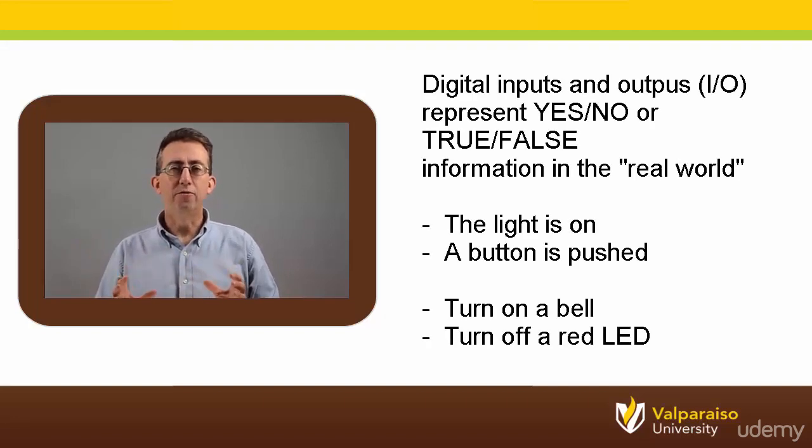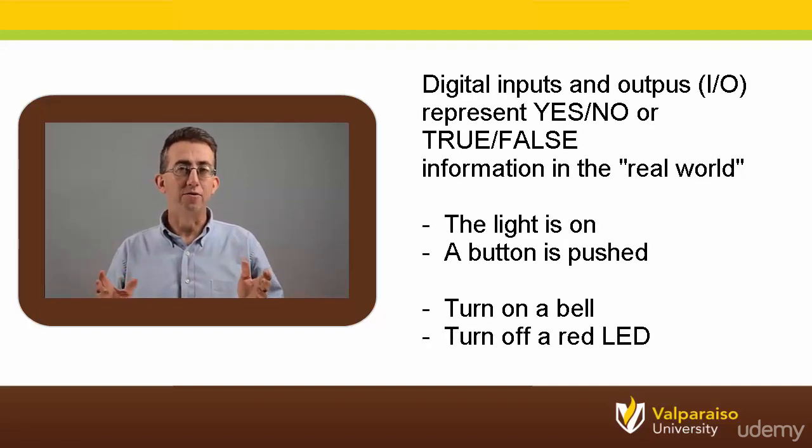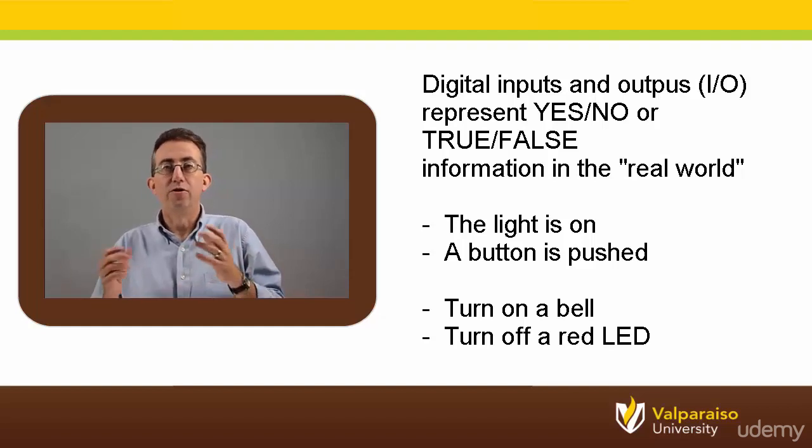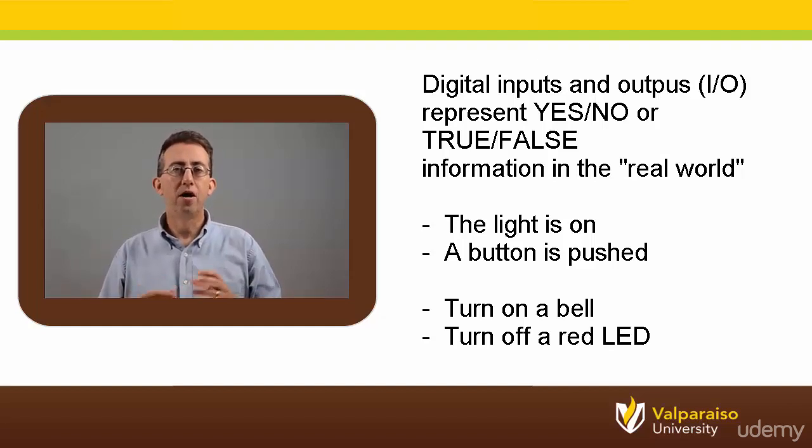Recall, in the digital world, data only has two possible values, 0 or 1, yes or no, true or false. While this works well for the inputs and outputs we have used so far, we're about to find out it doesn't work well for everything, especially pizza.